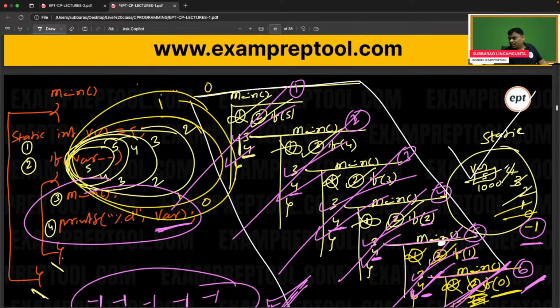Next one, static variable memory will be allocated at compile time. That is also okay. And one more: static variable initialization happens only once. See, only one time I kept 5. I didn't keep the 5 again and again. Static variable initialization will be only once.